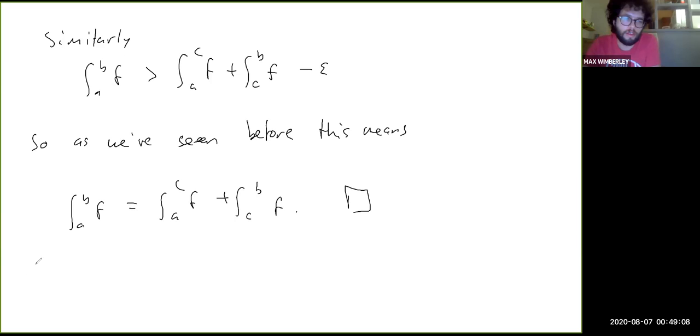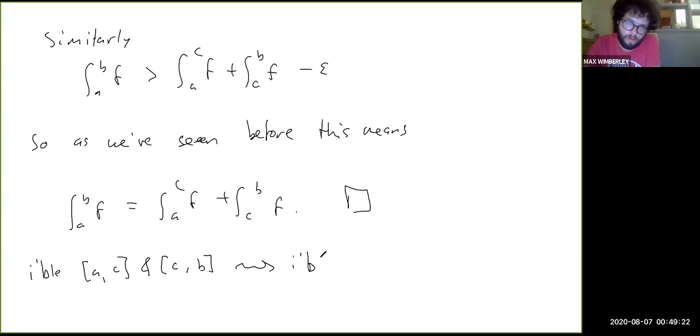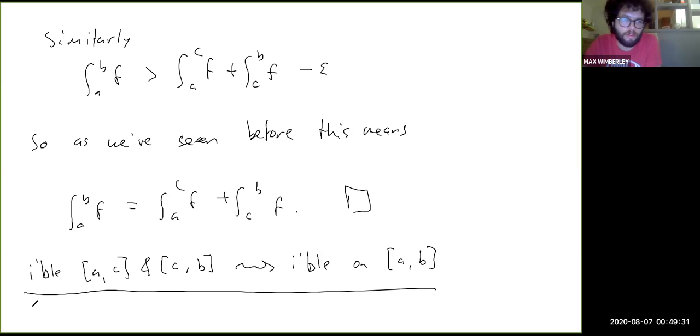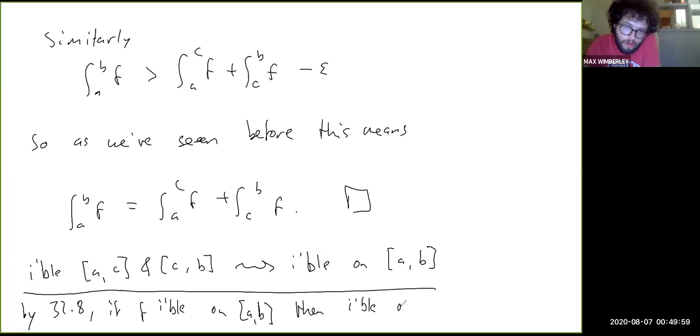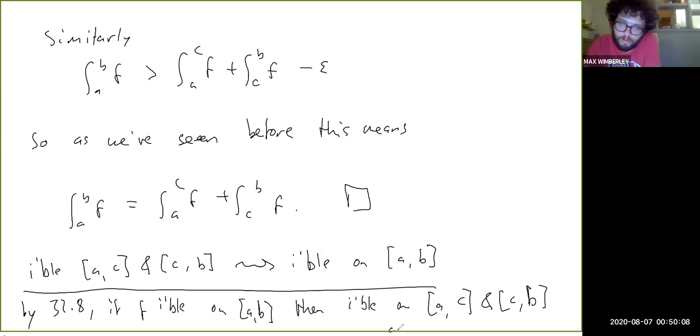Now, technically this shows that if f is integrable on [a, c] and [c, b], then it's integrable on [a, b]. But this can also go backwards, because of the exercise we did in discussion, exercise 32.8: if f is integrable on [a, b], then it is integrable on [a, c] and [c, b] for any c with a less than c less than b, any c between a and b.